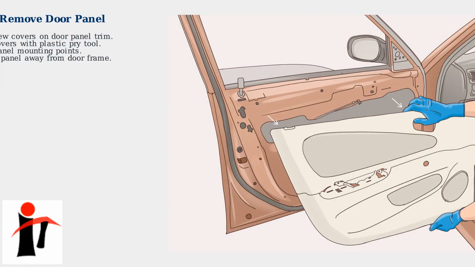Now, carefully remove the door panel to access the interior mounting area. Start by locating and removing the screw covers, then gently pry the panel away from the door frame.